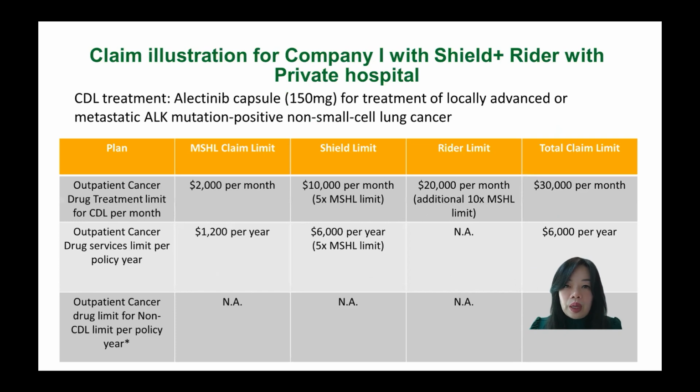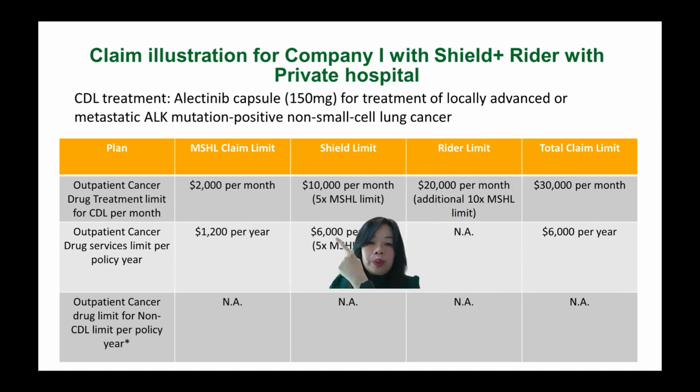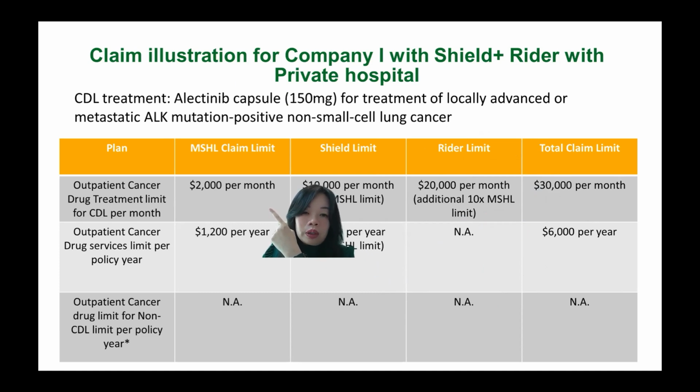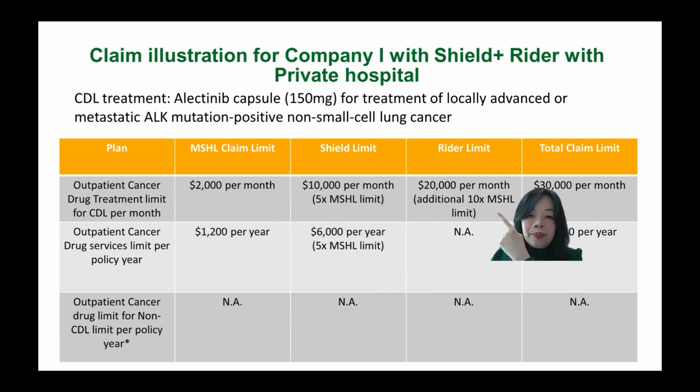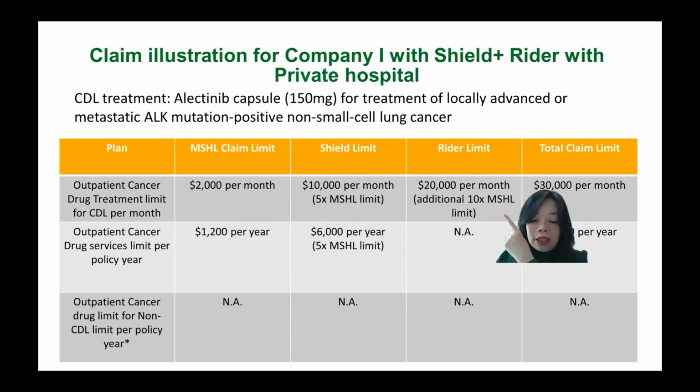Okay. So I'll give you a claim illustration. Assuming the medication is to treat lung cancer, let's say the person has the Shield and its rider. For the Shield, 5 times the Medishield Life limit will be $10,000. If you have the rider, it will be an additional 10 times the Medishield Life limit, which means an additional $20,000 per month. So the total claimable is up to $30,000 per month.